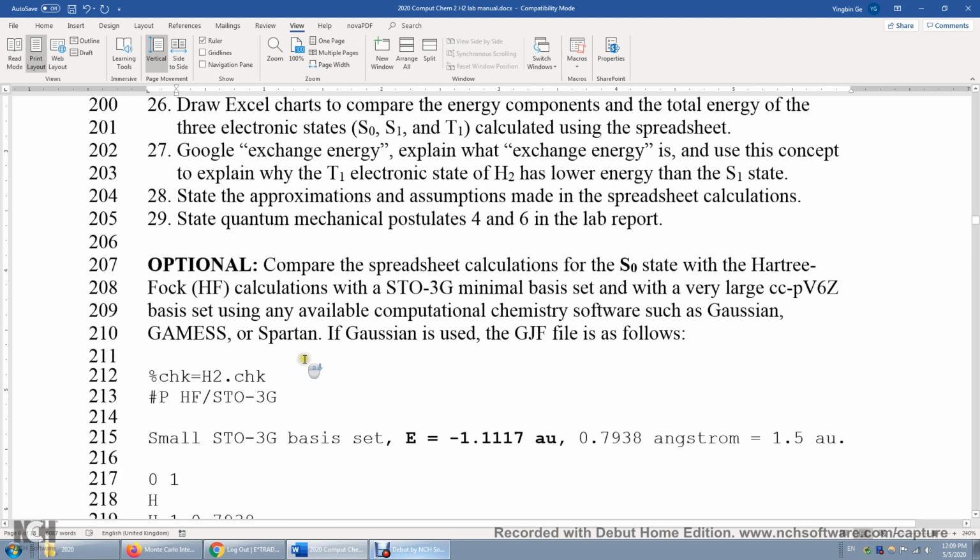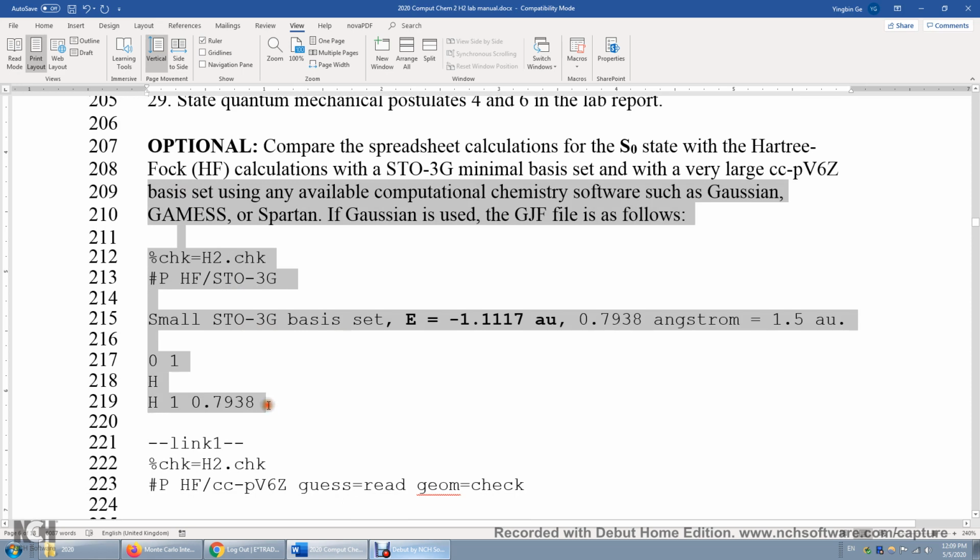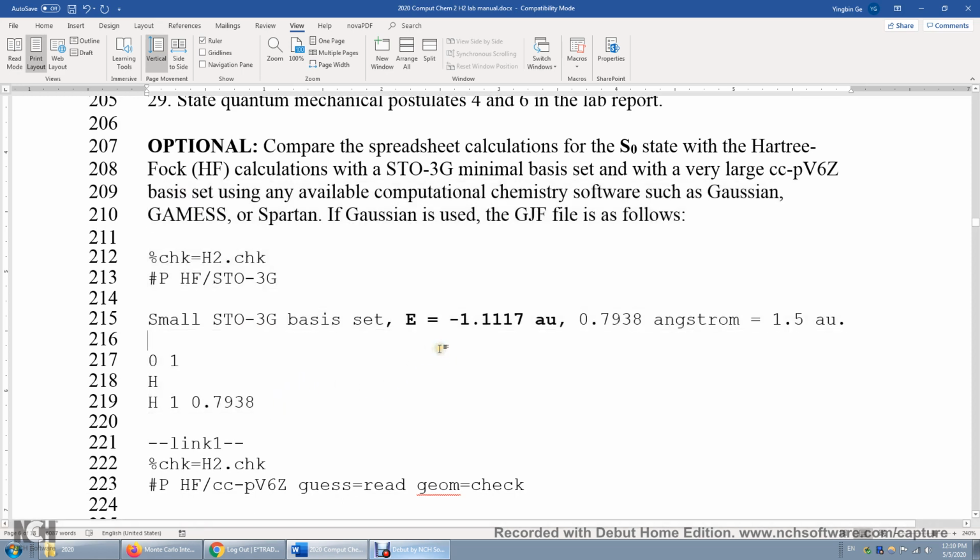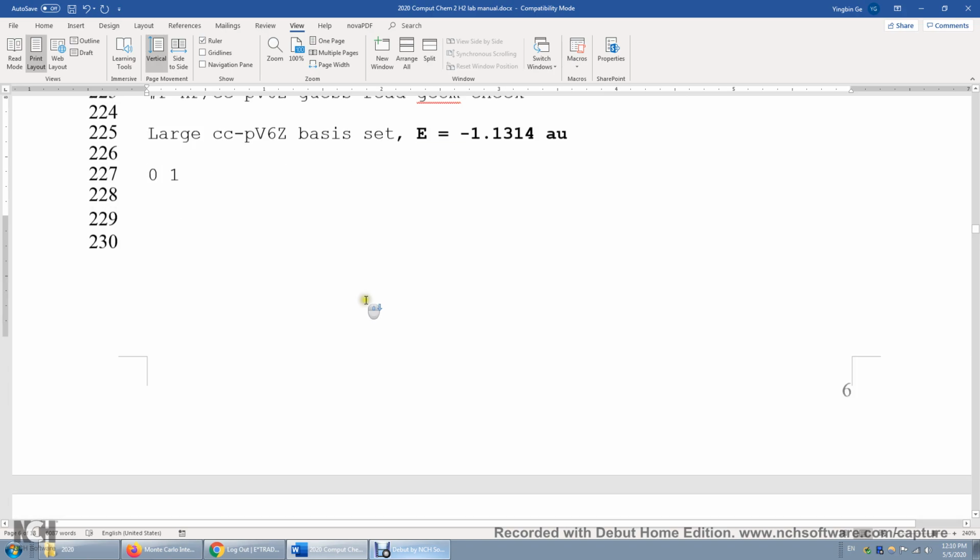All right, so this part is optional, although you can still do this part using webmo.org. It's a website for you to do quantum mechanical calculations using Gaussian or other chemistry software.